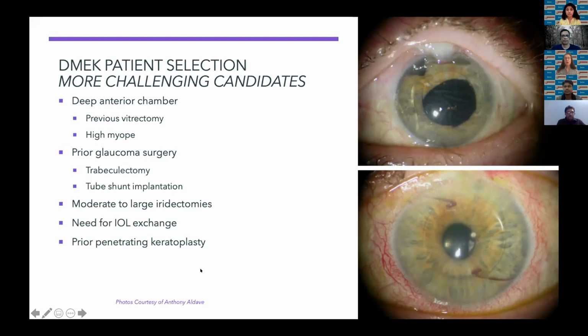Also, trying to do a case where you have to do a DMEK only at first, or maybe a DMEK combined with a cataract rather than an IOL exchange, is also going to be a good first patient. And a patient with a prior PK, a prior keratoplasty, is also someone that's a really good candidate, but is a little challenging, I would say, for your first patient.